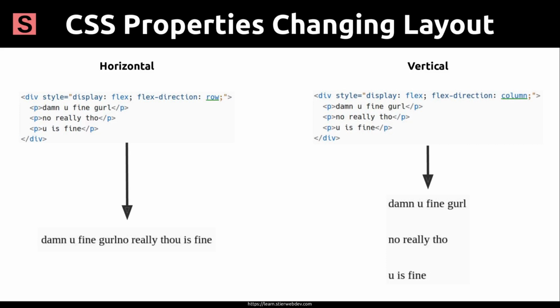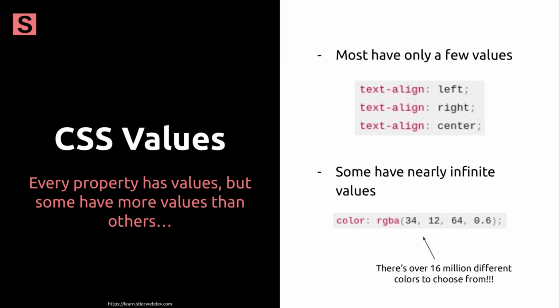When I say that CSS properties can change the layout of our elements, I mean things like the display property. In this example, the CSS display property can make the children of this div, the paragraph elements, appear vertically or horizontally on the page. Now what about values? Most properties only have a few values. A few properties like the color property and the font size property can have nearly infinite values. This makes sense though, because there's basically infinite shades of color for you to choose from. And you could technically make the size of your text as large as you wanted, although at a certain point the letters become absurdly large and difficult to read.